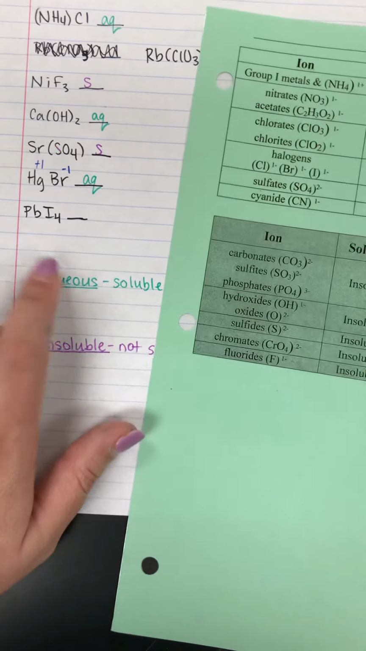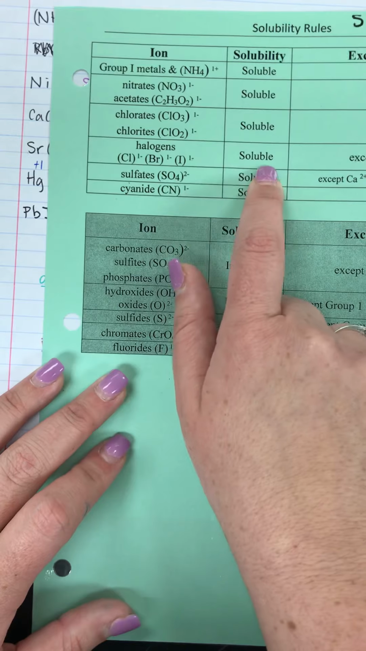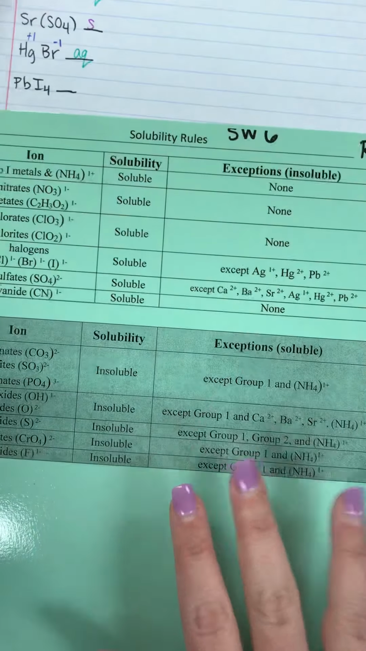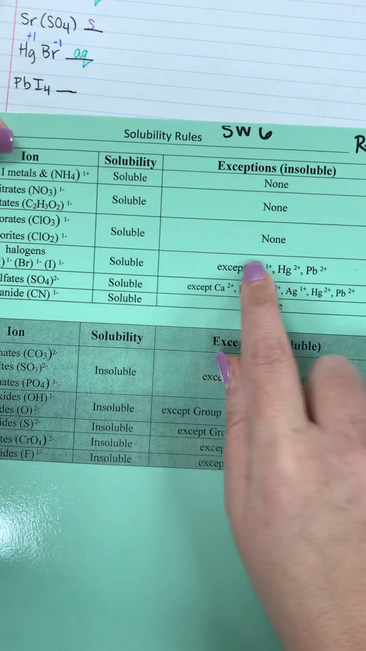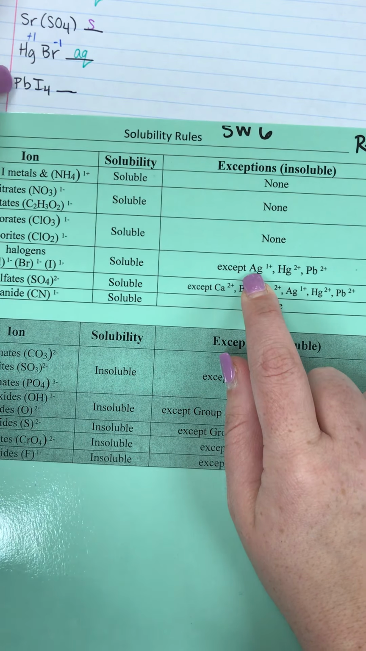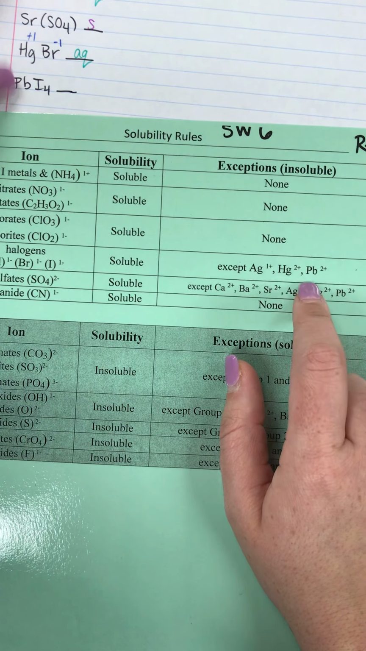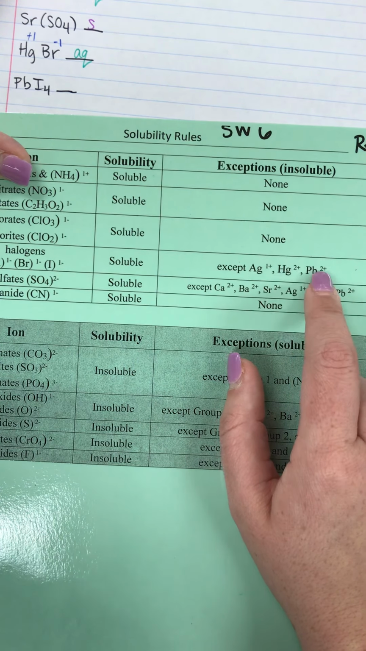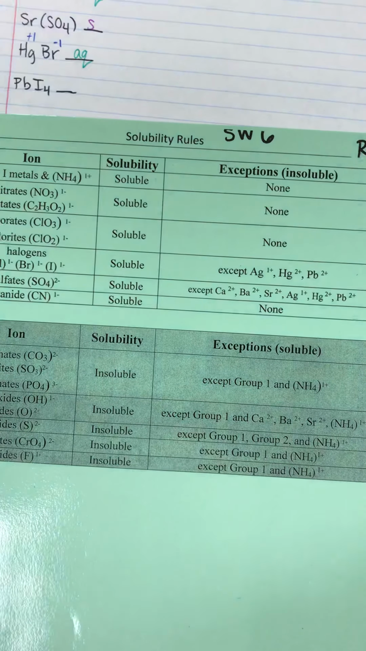All right, our last example here is PbI4. So that's a halogen here, soluble, except with these. Okay, so let's look at our list. So this is our I, it's soluble, except when it's with AG. Ours is not with AG. HG, it's not with HG. And it is with PB, but we got to check and see our charge. So this says PB plus 2. So we need to figure out what charge PB is using in this compound.